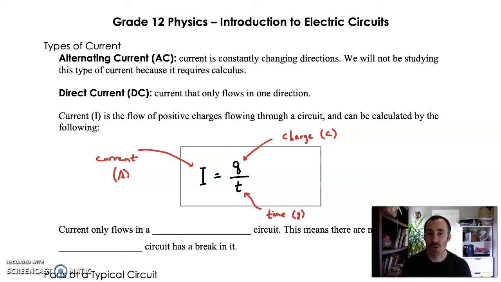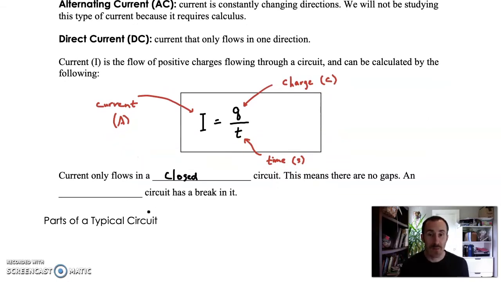Now, we're not very often going to actually calculate the current. We're more going to focus on how current is related to things like voltage and resistance. Okay, so current only flows in a closed circuit. A closed circuit is a circuit that has no gaps in it. It's a constant path. Okay, if you open that path somewhere, you get an open circuit. This means that there's a gap in it. So a closed circuit has no gaps, an open circuit has a gap in it.